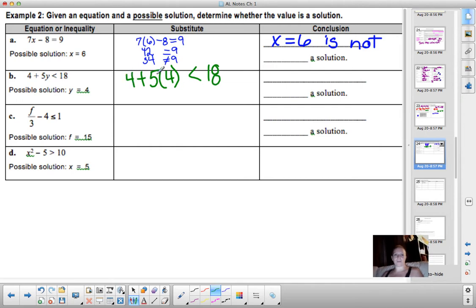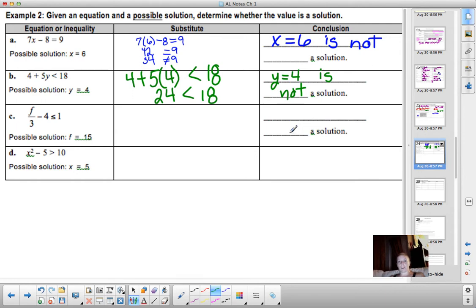Order of operations comes into play. 5 times 4 is 20. 4 plus 20 is 24. And is 24 smaller or less than 18? Hopefully that answer is no. So when we look at that, remember the solution we were testing is what happens when y is equal to 4. So my conclusion is the fact that y equal to 4 is not a solution.